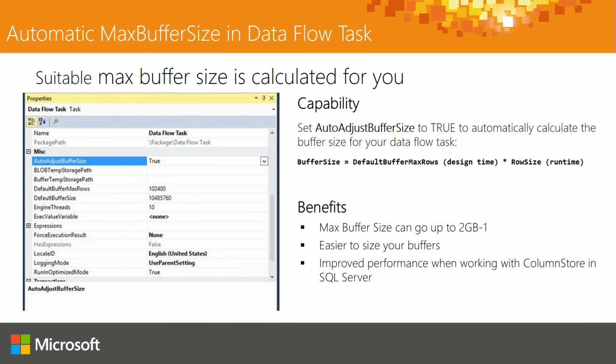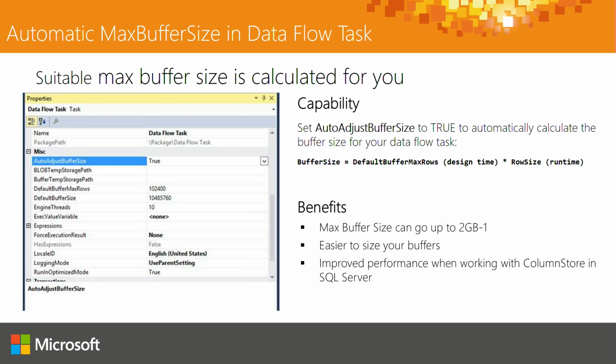Automatic max buffer size. How many of you are aware of the default buffer size and default buffer max rows property in the data flow task? Not many. For those of you who are aware of it, do you try to change it, or do you usually leave it? Depends, right? And probably the question comes in like, what should I change? It's a number. How do I know what's the right buffer size or max buffer size, etc.?